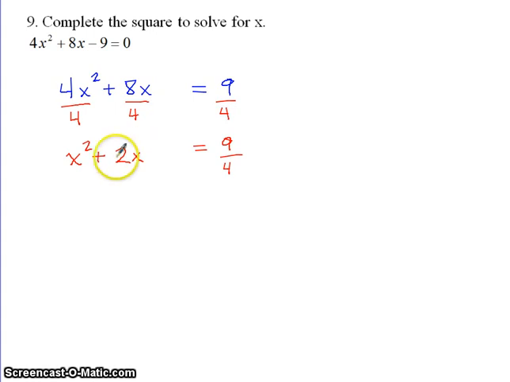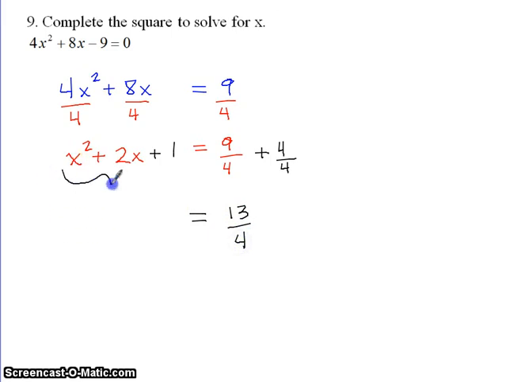Now I need to look at my b value, cut it in half, and raise it to the power of 2. So I'm going to add 1 to both sides. 2 divided by 2 is 1, to the power of 2 is 1. So I add 1 to both sides. I need a common denominator to add those numbers on the right. So I'm going to have to multiply the 1 by 4 over 4. 4 over 4 is just a fancy 1. So we have a 13 over 4.